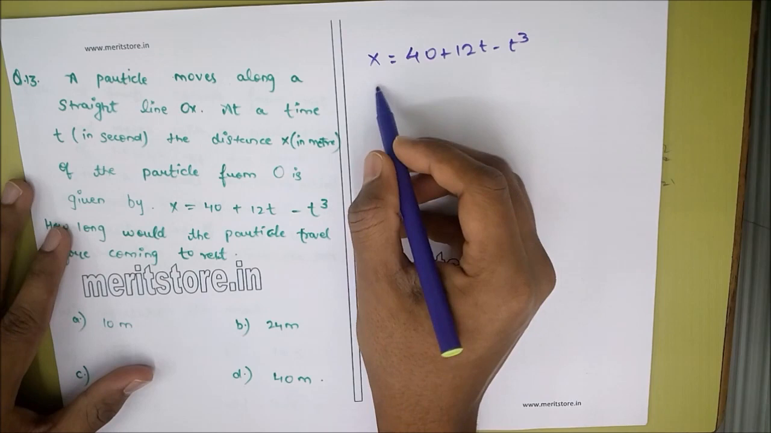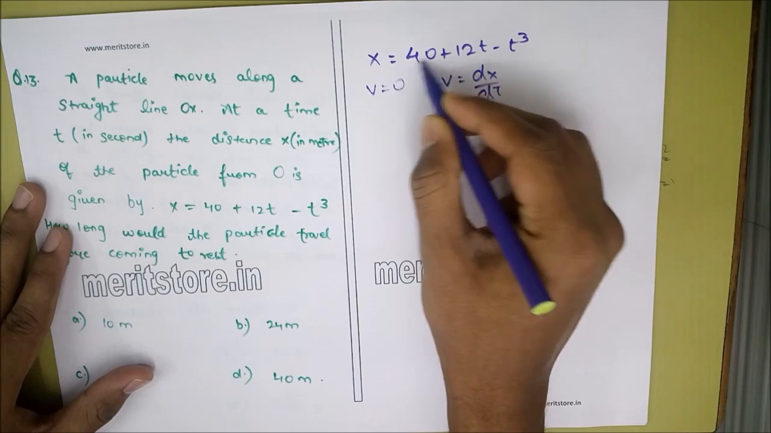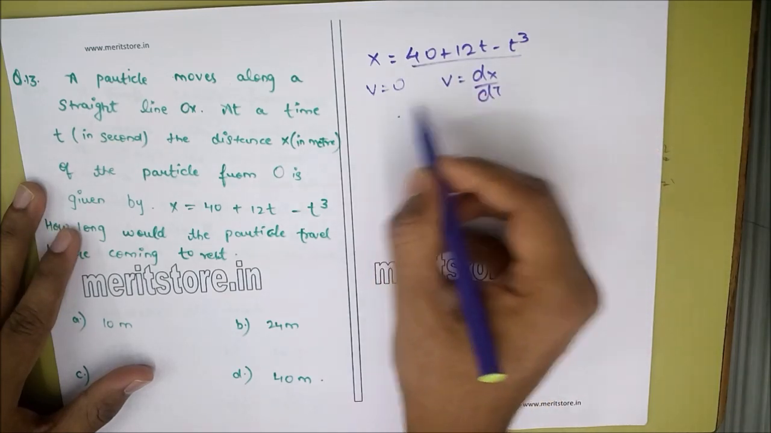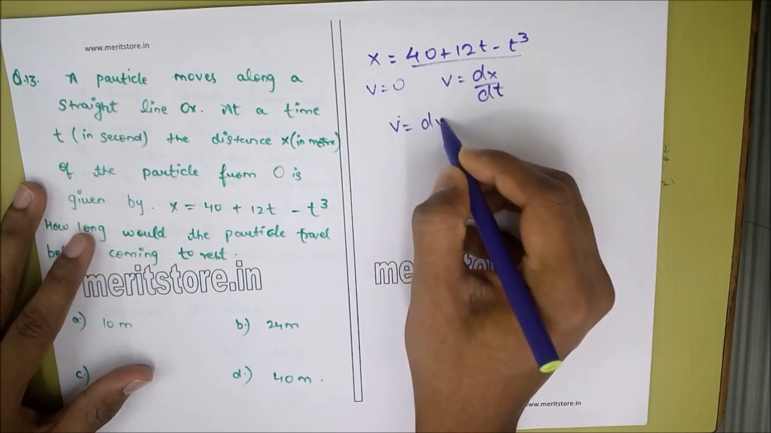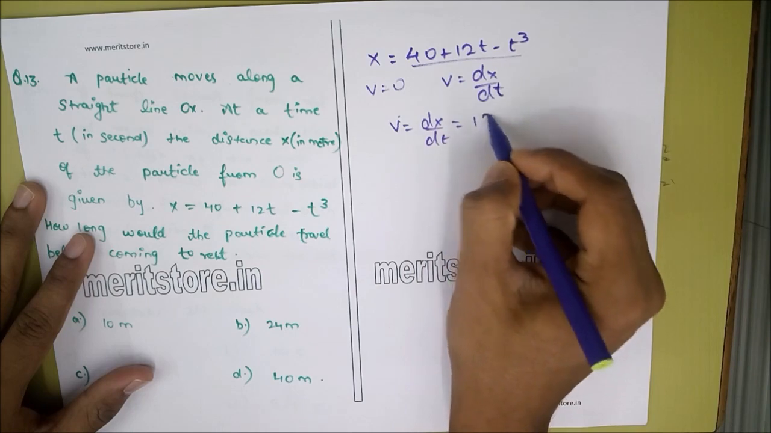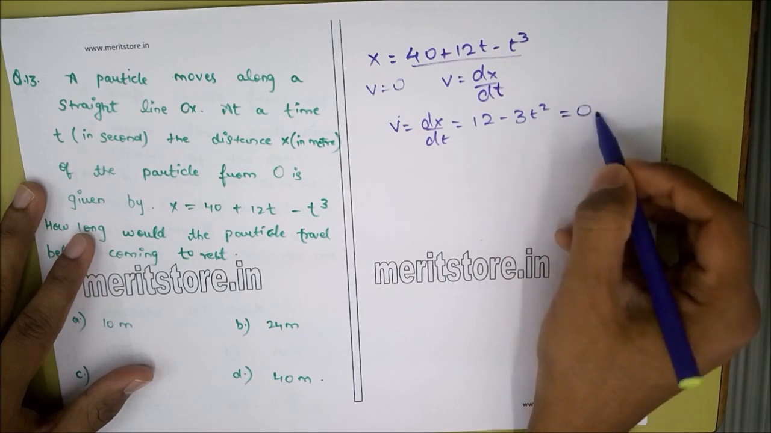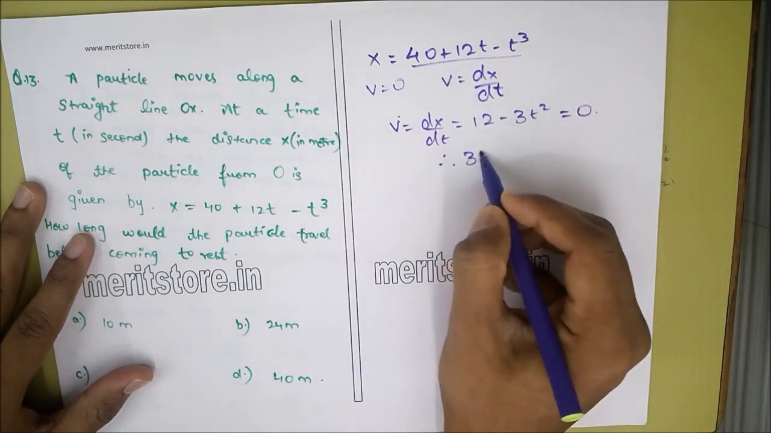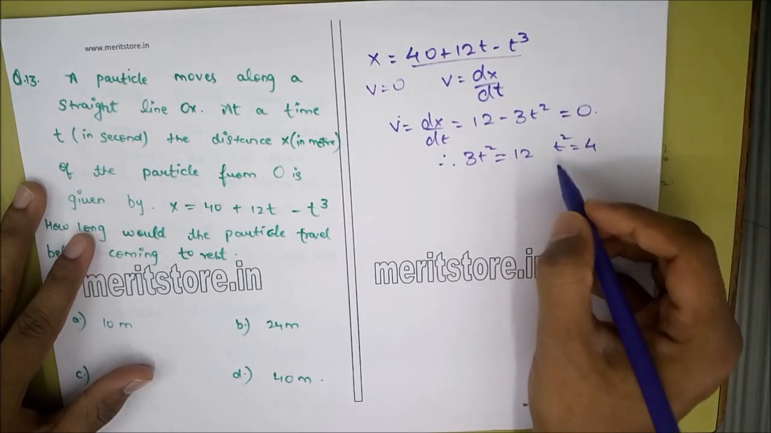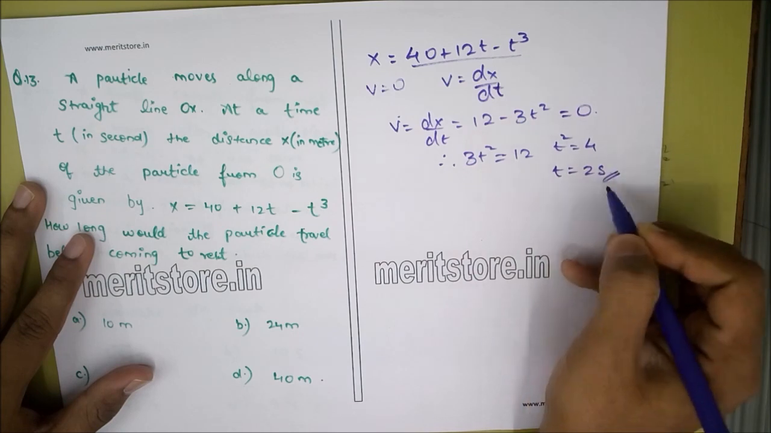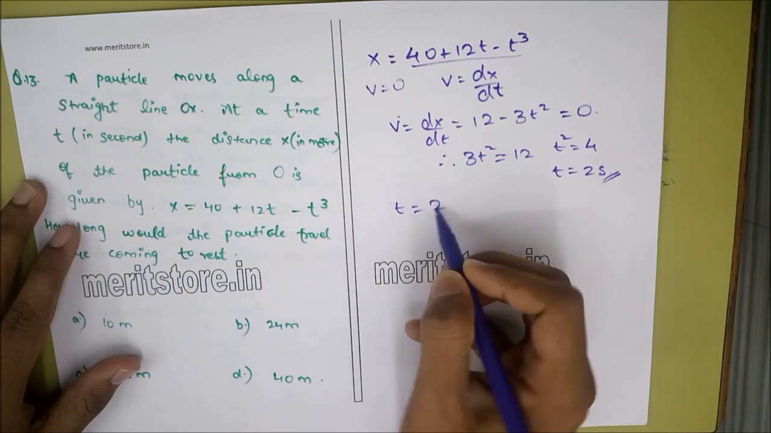So the value of displacement x is given by 40 plus 12t minus t cube. Now when the particle comes to rest, the velocity becomes 0 and velocity is given by dx by dt. So let us differentiate this relation with respect to t. What we get is v equals dx by dt, which is 12 minus 3t square. When v is equal to 0, let us equate this to 0. Therefore 3t square is equal to 12, t square equals 4, so t would be 2 seconds, which means the particle comes to rest after time t equals 2 seconds.